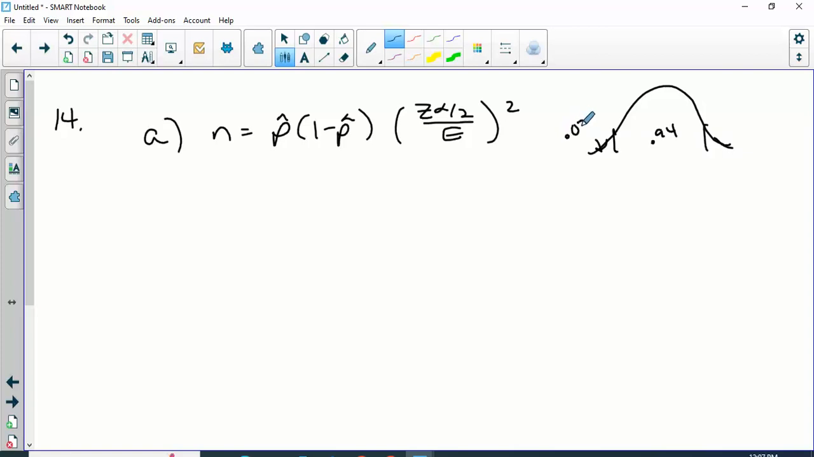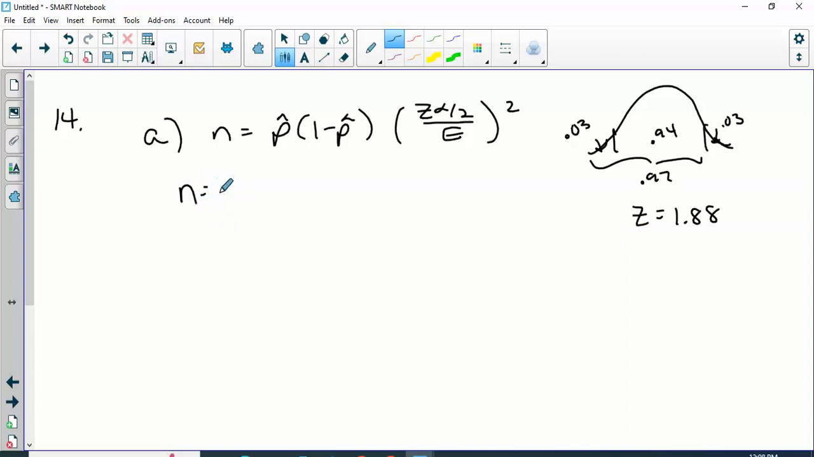103. So our table gives us the area to the left, so you are looking inside the table as close to 0.97 as you can get. That would be 0.9699. So 1.88. Okay.